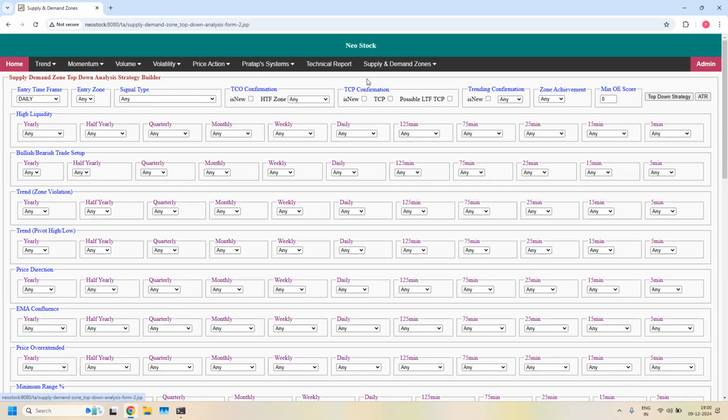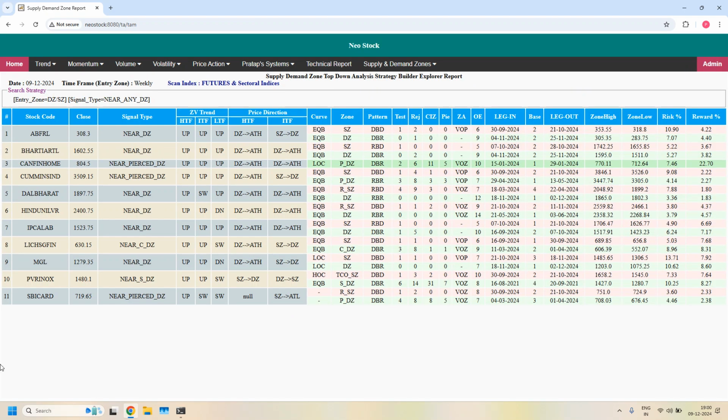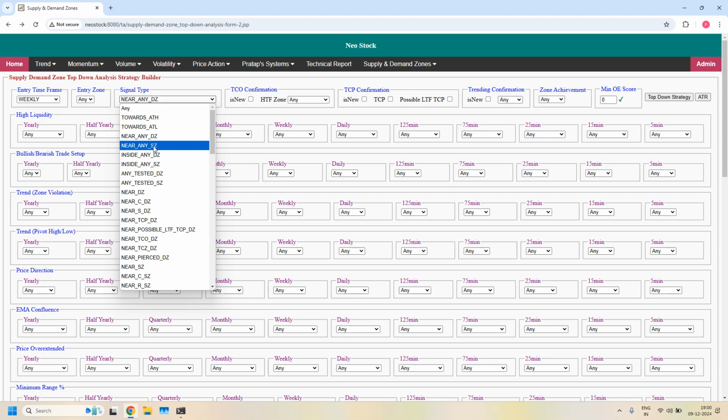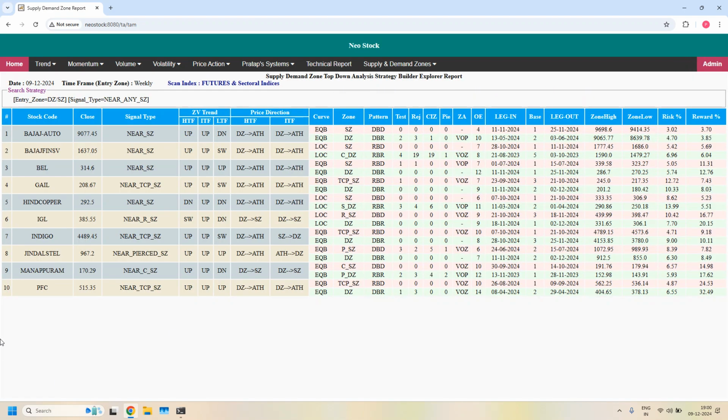Okay, next time frame is weekly. Stocks near weekly demand zone, 11 stocks are filtered. Next weekly time frame, stocks near weekly supply zone, 10 stocks are filtered.